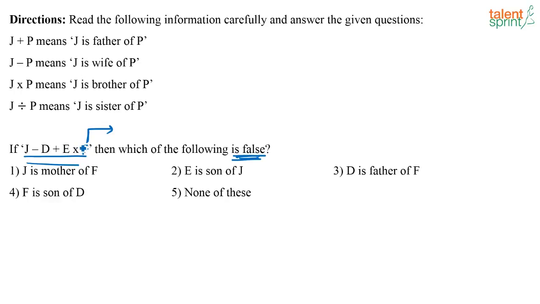See, the only thing that I will make out from this last part is E cross F means E is the brother of F. So E is a male, but F can be a male or a female. I am not sure. But look at this option 4. Option 4 says F is the son of D, which can be or cannot be true. F can be a male or a female. I am not sure. So definitely the one that's going to be false is option 4. F is the son of D, because the gender of F is not known.